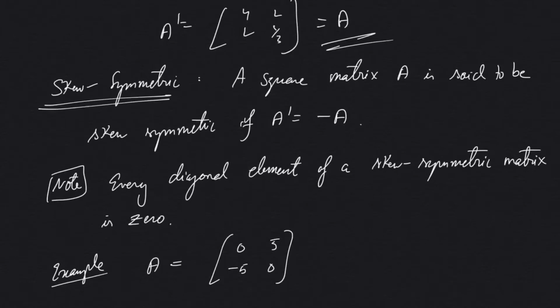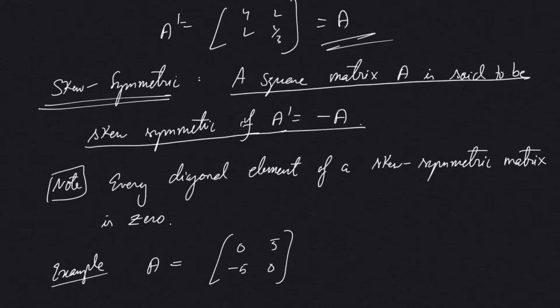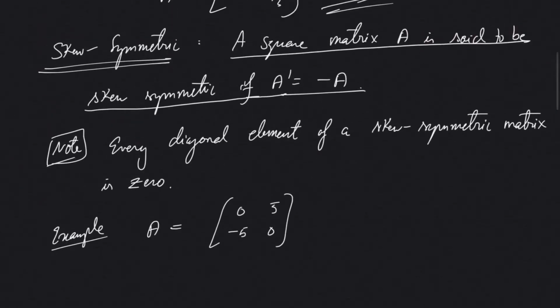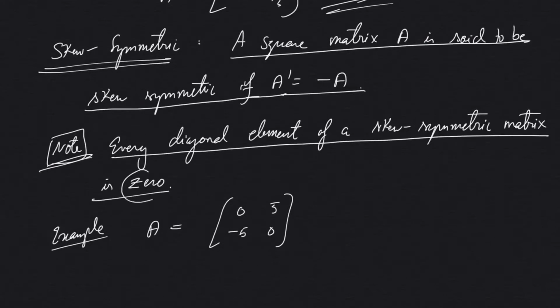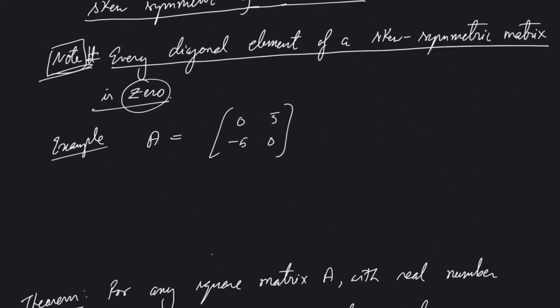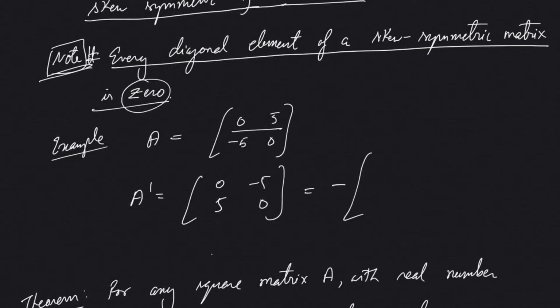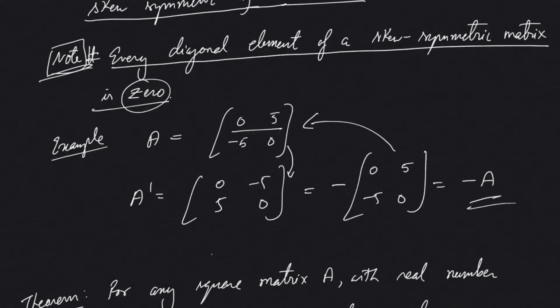So in that case, we will say that this matrix is symmetric. Similarly, a skew symmetric matrix: a square matrix A is said to be skew symmetric if its transpose is equal to the negative of the matrix. One note that you should always remember is that every diagonal element of a skew symmetric matrix is always 0. A very important note, it helps us to identify skew symmetric matrices. For example, for a matrix A, let's take its transpose: 0 5 minus 5 0. If we take the negative, this is still not the same matrix, isn't it? So if you take the negative, 0 minus 5 plus 5 0, this is the same matrix A. So that is the negative of the matrix A.